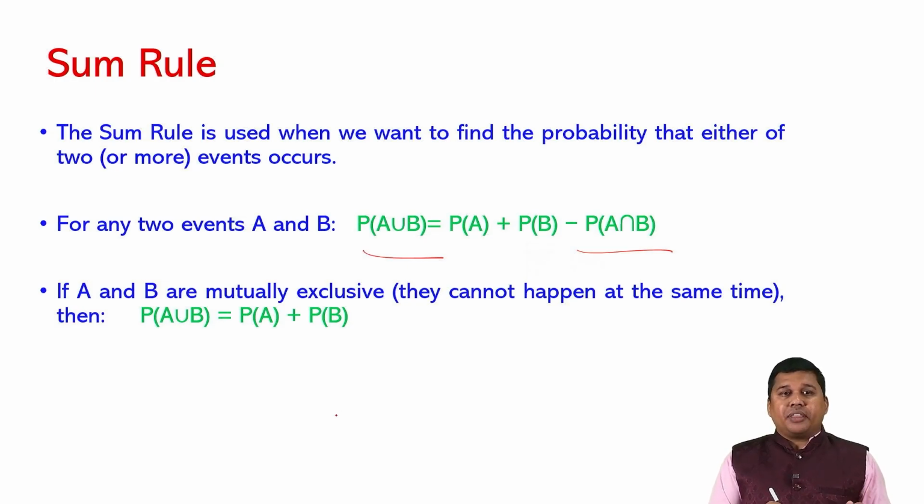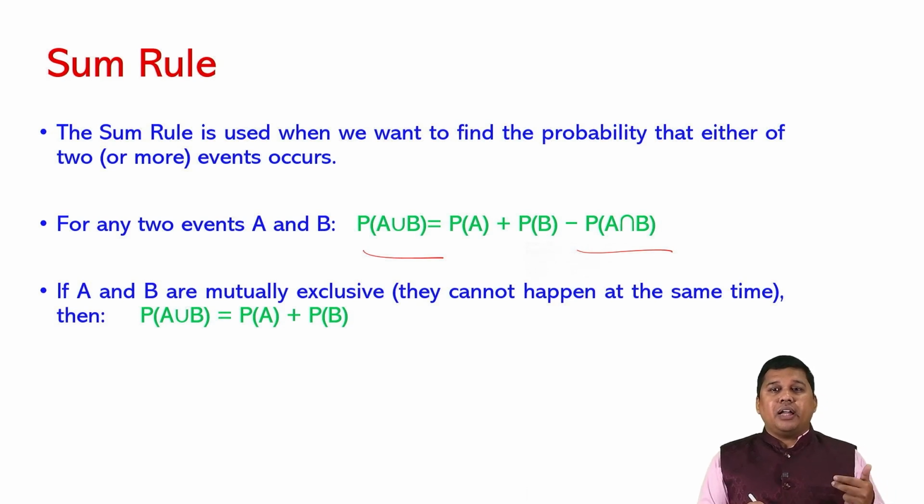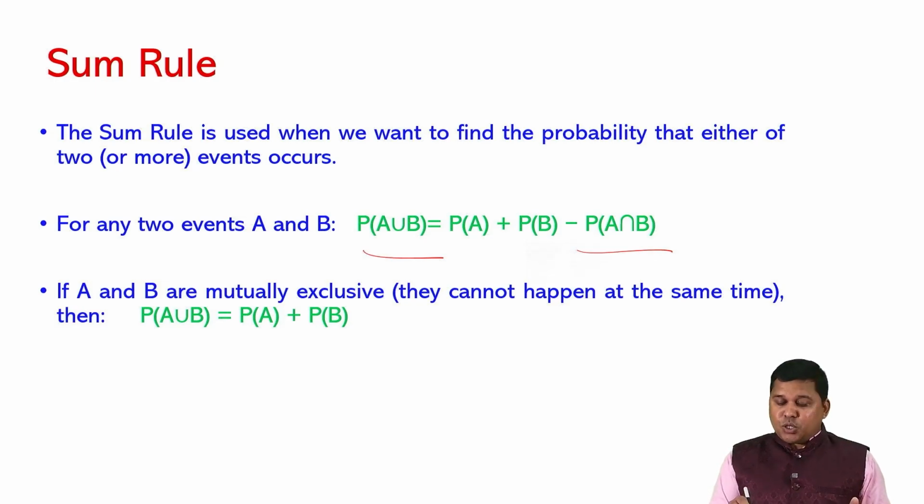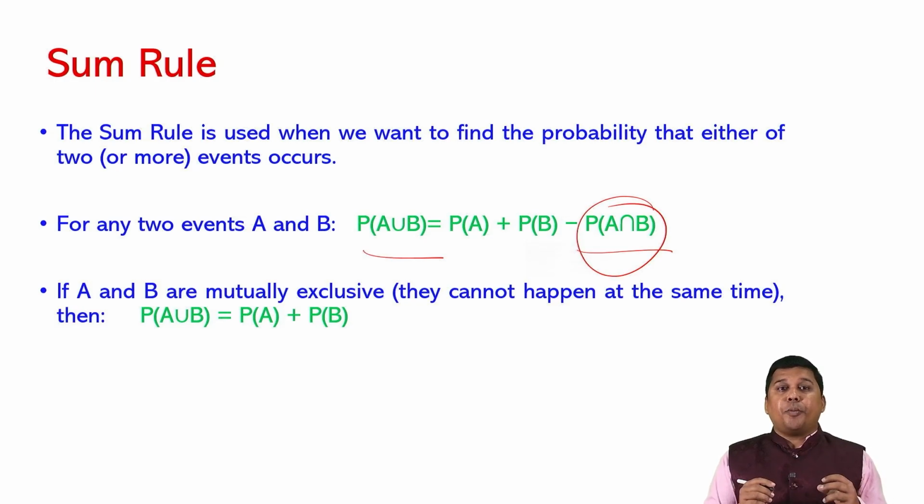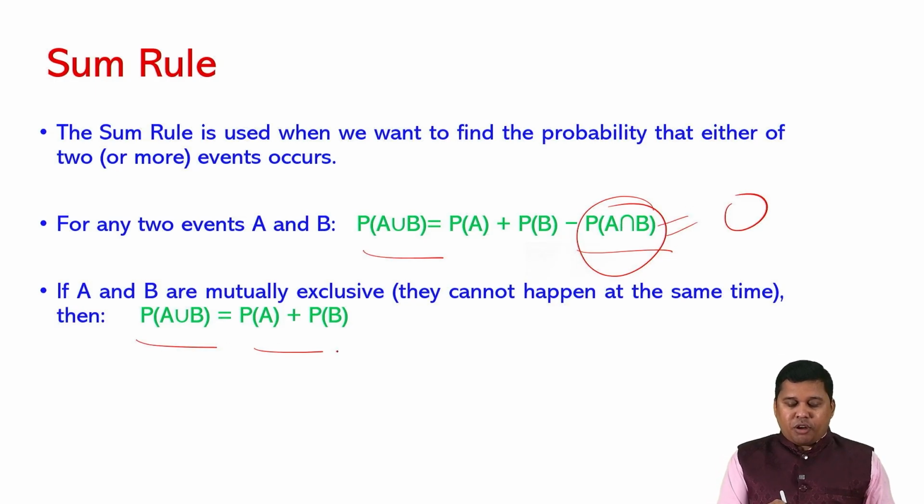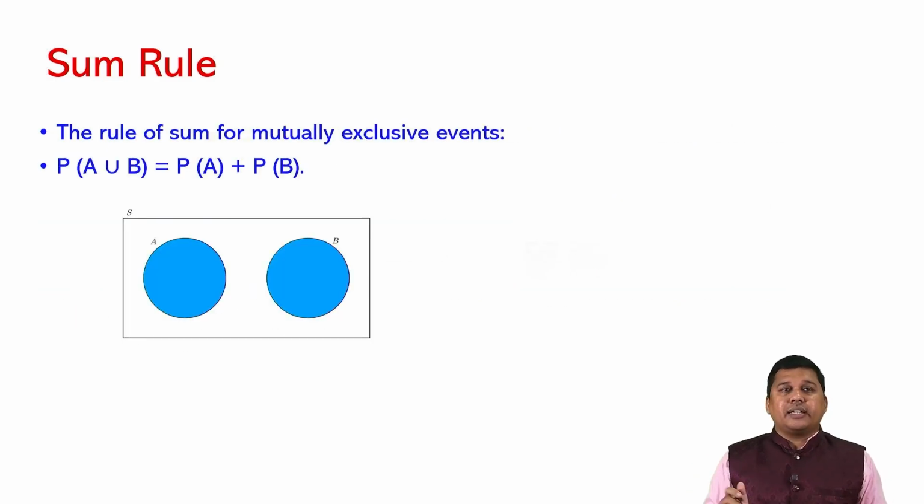And there is another case, where you have mutually exclusive events. What are mutually exclusive events? Both events cannot happen at the same time. When they cannot happen at the same time, there is no scope for an intersection of the events. There is no common element in both events. Therefore, this becomes 0. So, P of A union B equals P of A plus P of B. This is the sum rule for mutually exclusive events.